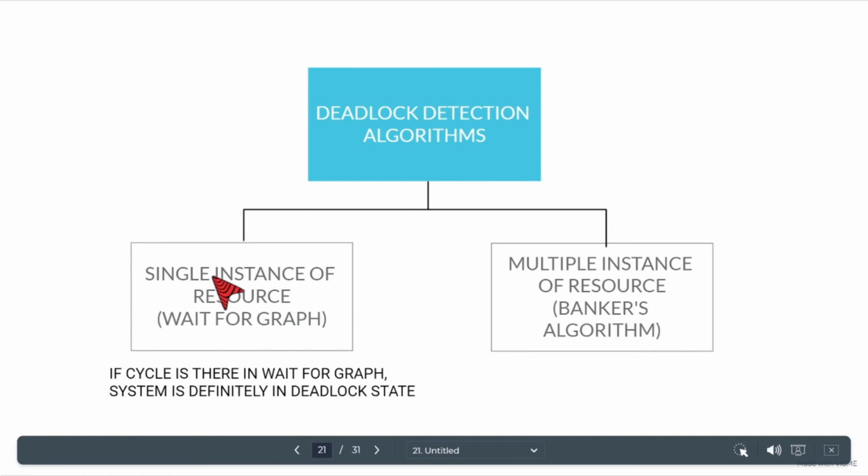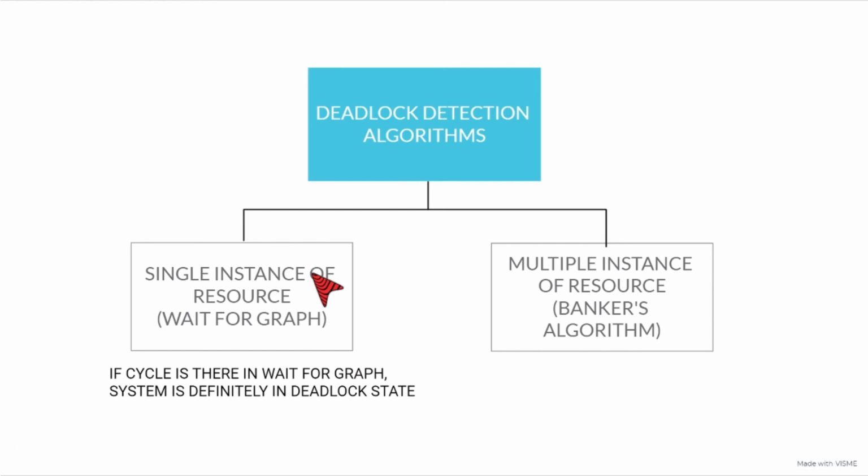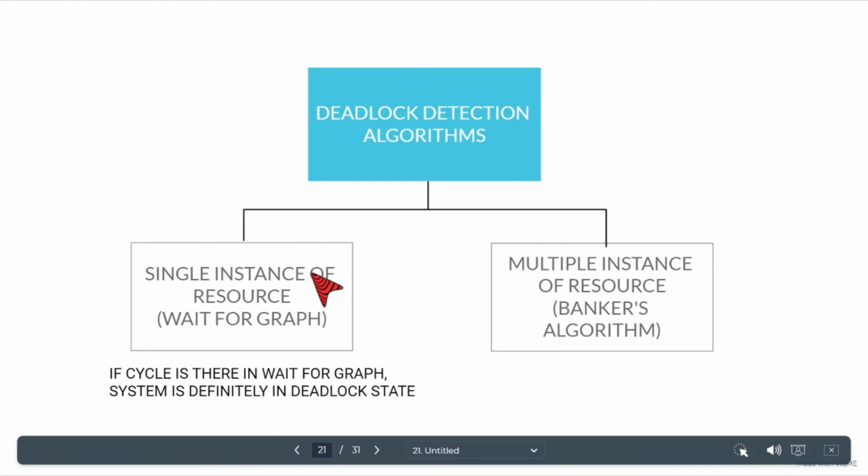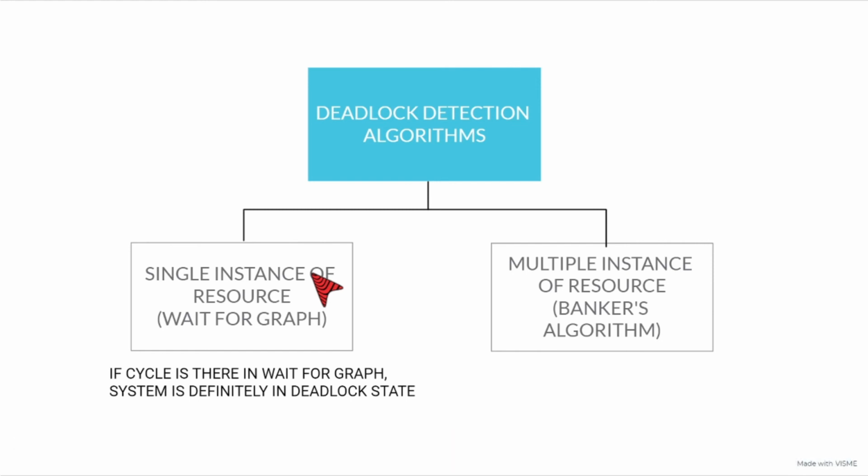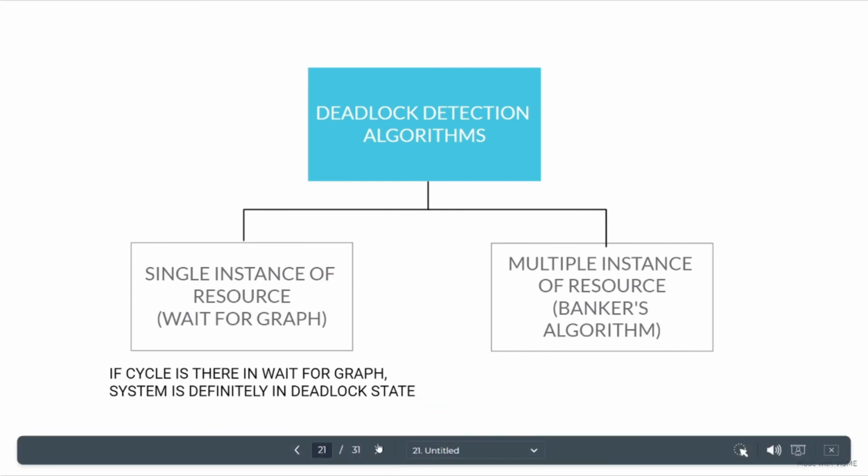If there is a single instance of resource after deadlock occurs, then we go with this wait for graph, WFG, algorithm. If a cycle is there in the wait for graph, the system is definitely in a deadlock state. Let me explain what a wait for graph is. I think you might remember the resource allocation graph, RAG. Wait for graph is similar to it but without the resources. Let me show you how the conversion works.